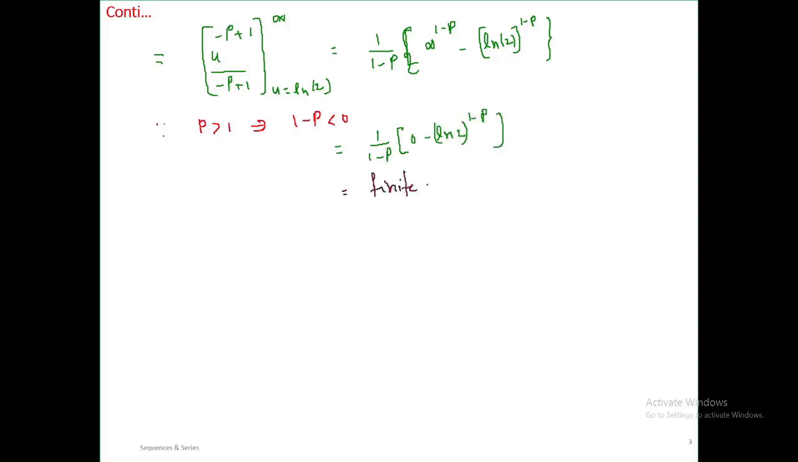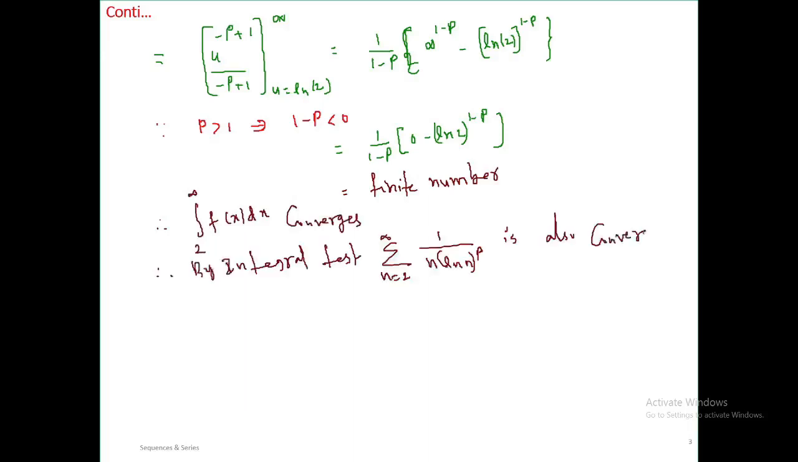So therefore, by the integral test, since it is a finite number, the integral of f of x dx from 2 to infinity converges. So therefore for p more than 1 we proved, the proof is over. Next we have to do the second one, the p less than or equal to 1 case, which we have to prove.